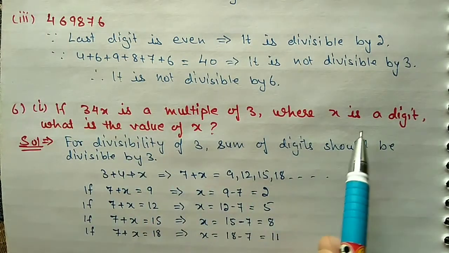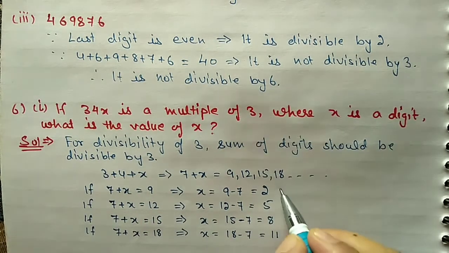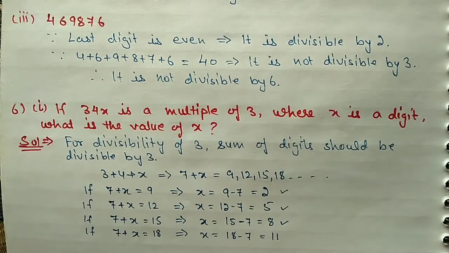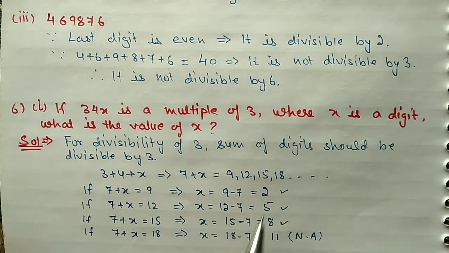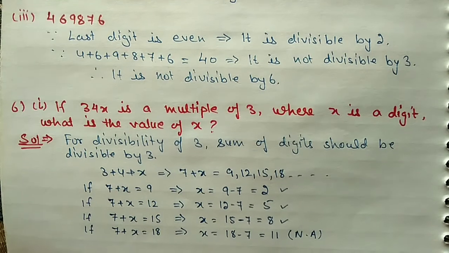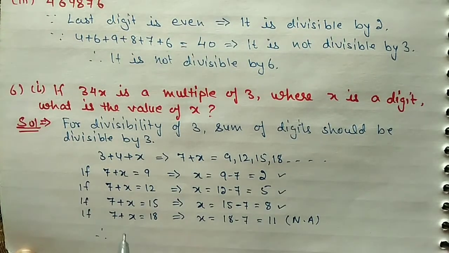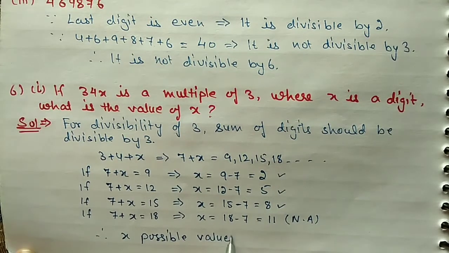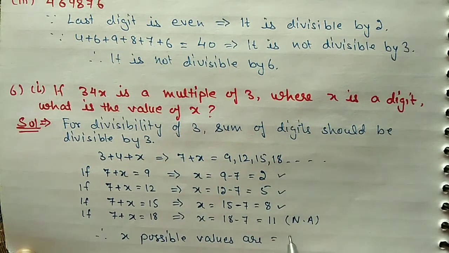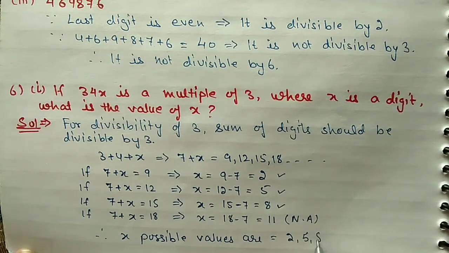But here they have given x is a digit, so digit means only these answers are applicable. This 11 is not a digit, it is a 2-digit number, so this is not applicable. So possible values of x will be 2, 5 and 8. Therefore x possible values are 2, 5 and 8.